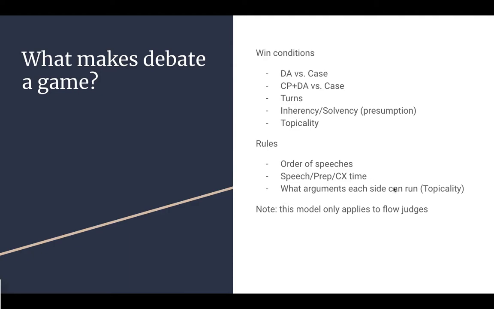So in terms of the rules of the game, we're going to be diving a lot more into what arguments each side can run. Whereas topicality is a restriction on the types of plans an affirmative team can run, theory is an argument that says, here are the types of arguments that either side should be able to run. So we have arguments like topicality, not just for the resolution, but also for many different things within policy debate itself, and we'll dive into some of the main things that you might encounter throughout your debate career. Once again, I'd like to reiterate that this game model of debate only applies to the most flow of judges, because they have this debate experience, and they'll know what you're talking about if you present debate as a game when you're talking about theory or topicality.